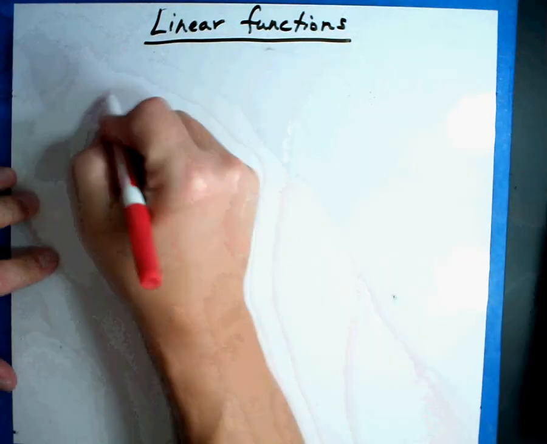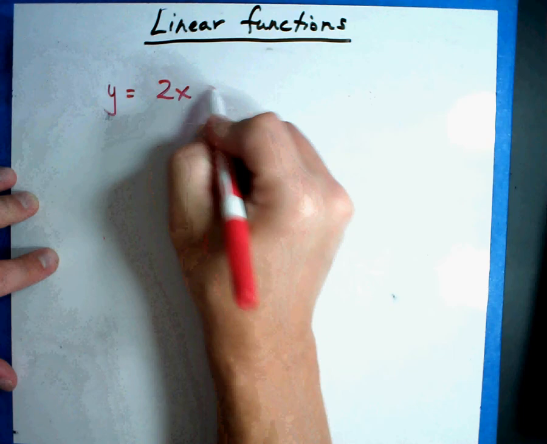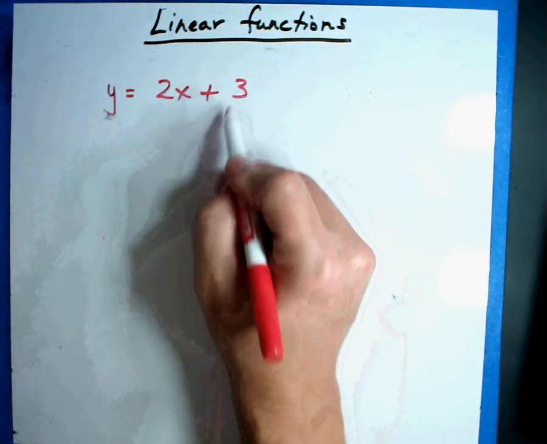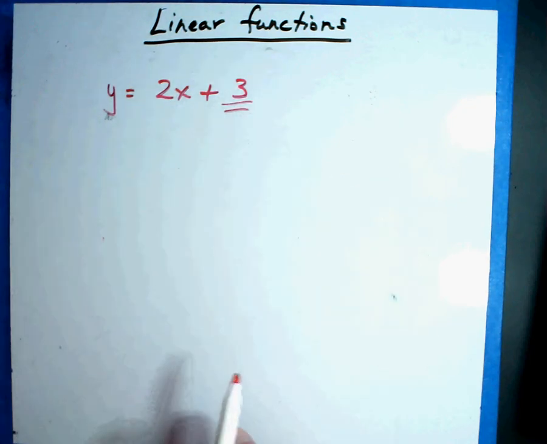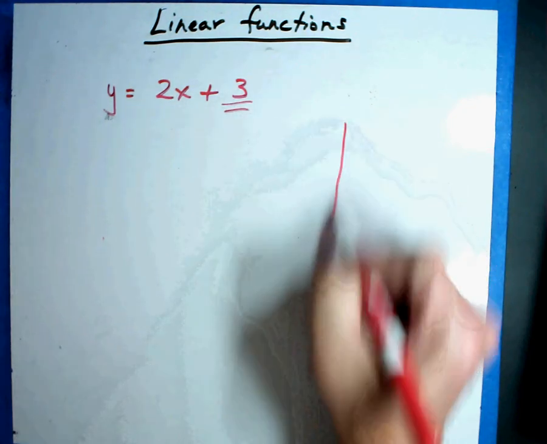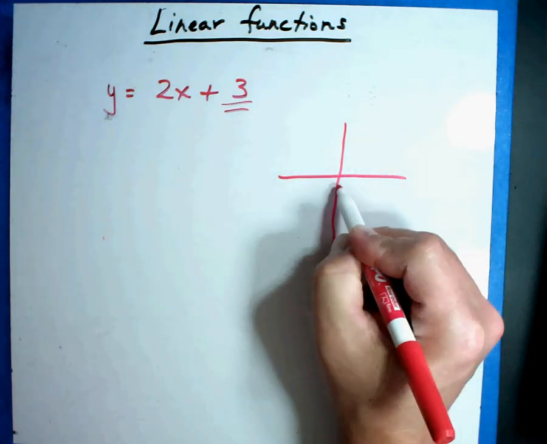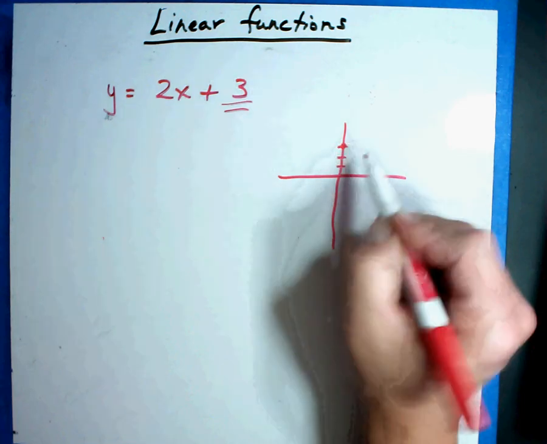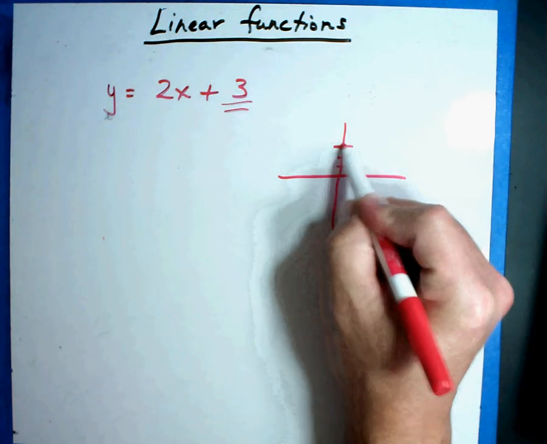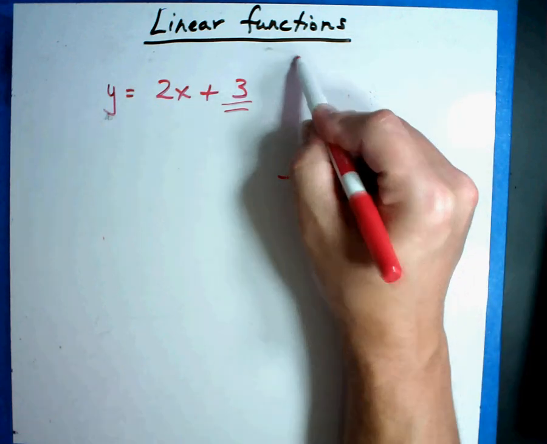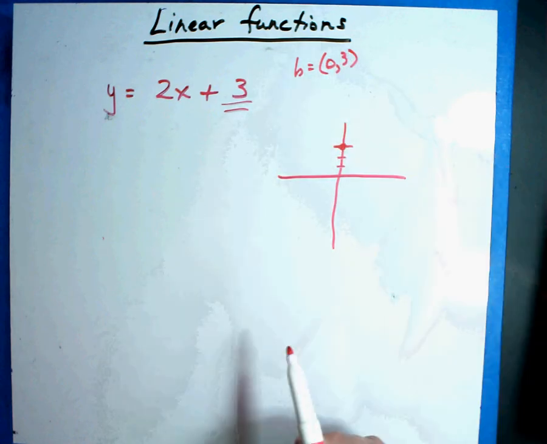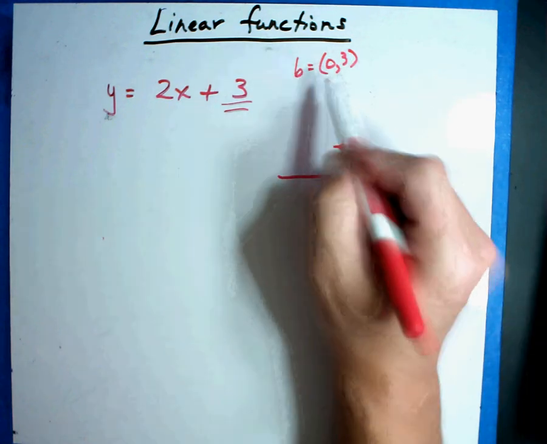Now let's see how we use a real example. Let's say we have y equals 2x plus 3. Well, there's some things we can know very quickly. If you look at the very end right here, 3 tells you where it runs into the y. So it's going to run into the y at positive 3, and positive 3 is right there. So it's going to run into that line right there. So I already know that my b is going to be the point (0, 3). Remember, b stands for y-intercept, so I know where it's going to hit.